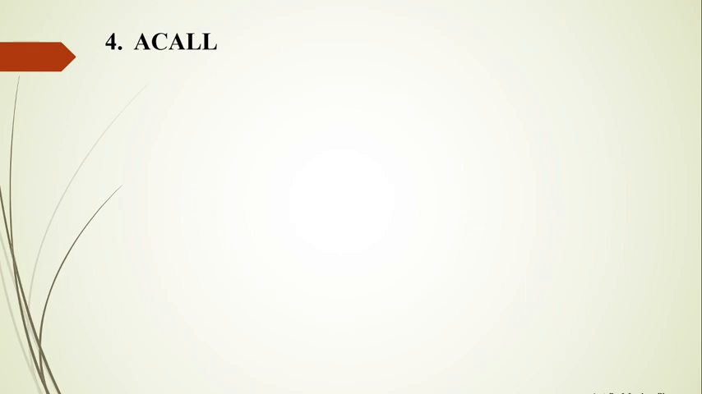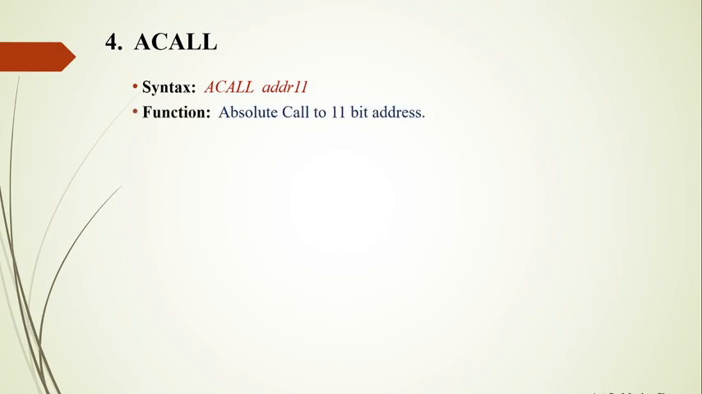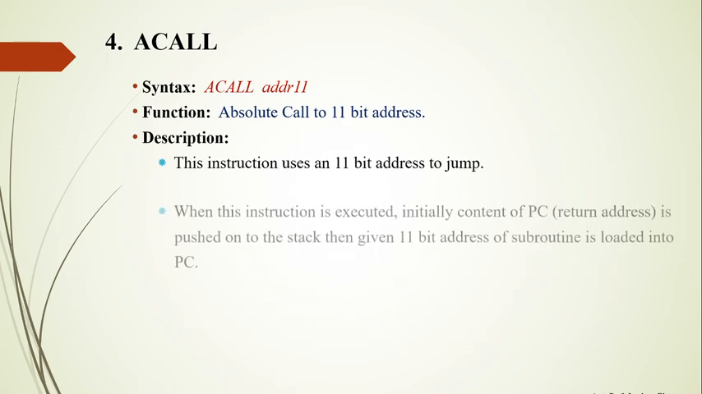ACALL, that is absolute call. In this instruction, the subroutine or function that will be called into the program. The syntax used for this instruction is ACALL address 11. Whatever function or program is called by this instruction must be present within the memory of 2 kilobytes, because the address is given by 11 bits. So the function performed by this instruction is an absolute call to an 11-bit address, using an 11-bit address to jump.